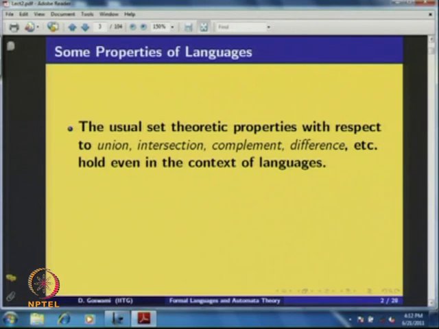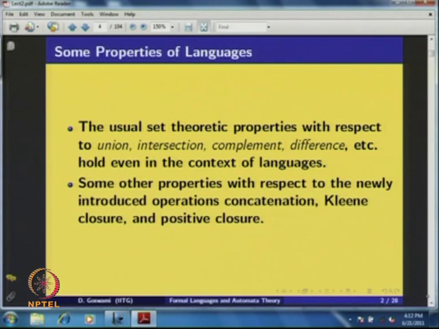For example, the usual set-theoretic properties with respect to union, intersection, complement, difference, etcetera, hold even in the context of languages. So, we are interested in some other properties with respect to the newly introduced operations, concatenation, Kleene closure, and positive closure.